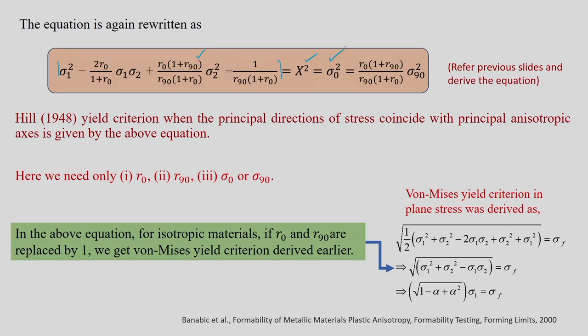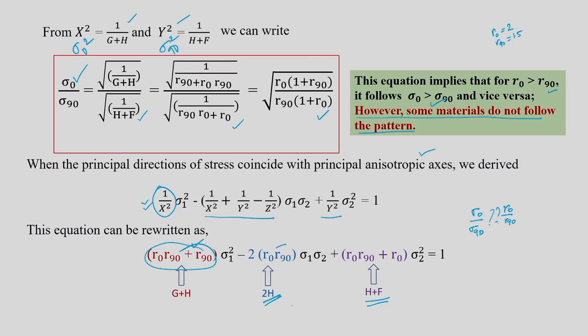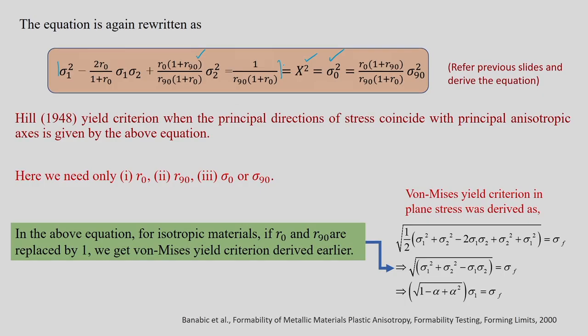X square for me is sigma naught square, and using the previous equation, sigma 0 by sigma 90, I can replace sigma 0 by sigma 90 into this equation, which I am going to write as R0 into 1 plus R90 divided by R90 into 1 plus R0 into sigma 90 square. So, this entire equation now has been modified to the next form, in which all the material properties are very relevant to us, and you can see that this is the Hill 1948 yield criterion when the principal directions of stress coincide with the principal anisotropic axes, which means that we are writing this in the principal coordinate system.